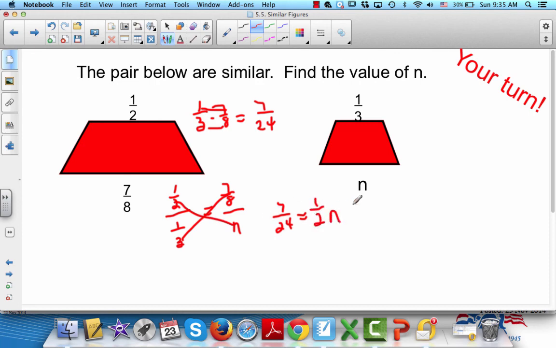Now remember, the way we get rid of a fraction when it's multiplying is to multiply by the reciprocal. So we multiply both sides by 2 over 1. I'm going to get a different color. The 2 goes into 2 one time, and the 2 goes into 24 12 times. So we've simplified it now. 1 times 7 is 7. 1 times 12 is 12. These cancel each other out, and you're left with n.